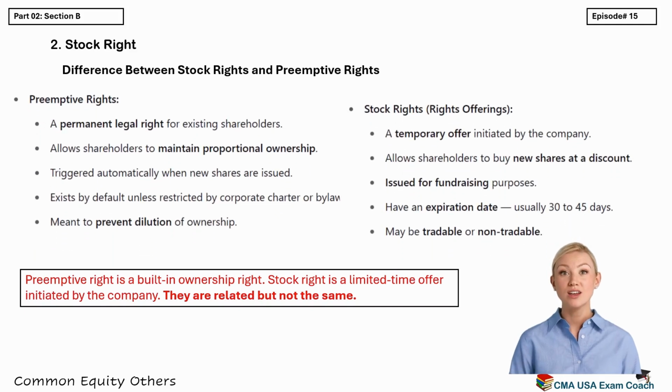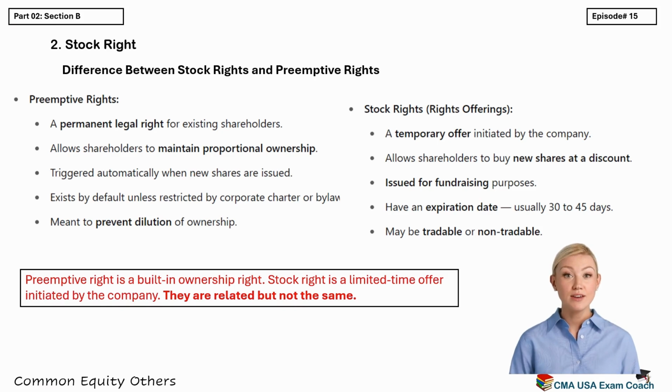Now, before we move on, let's clear up a common confusion: the difference between stock rights and preemptive rights. At first glance, both sound very similar because both give shareholders a chance to buy more shares. But here's the key distinction. Preemptive right is a permanent legal right. It's part of your ownership as a shareholder.